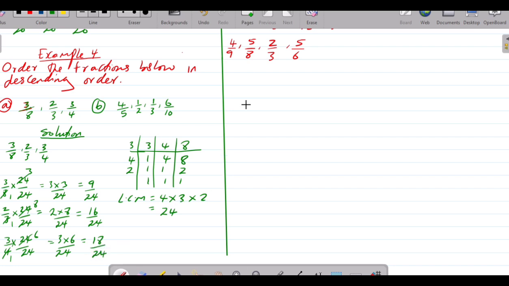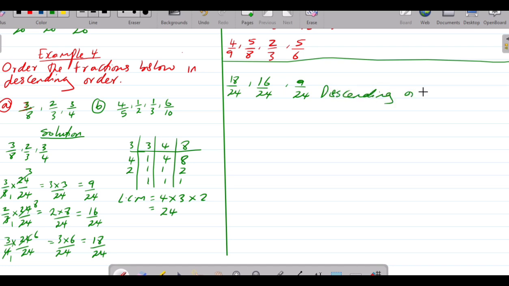Now let's arrange these fractions given here in descending order, that's from the biggest to the smallest. So the greatest fraction here is 18 over 24, followed by 16 over 24, followed by 9 over 24. So we've just ordered this fraction in descending order. Okay, and we can just re-express this same fraction as 3 over 4, followed by 2 over 3, followed by 3 over 8.